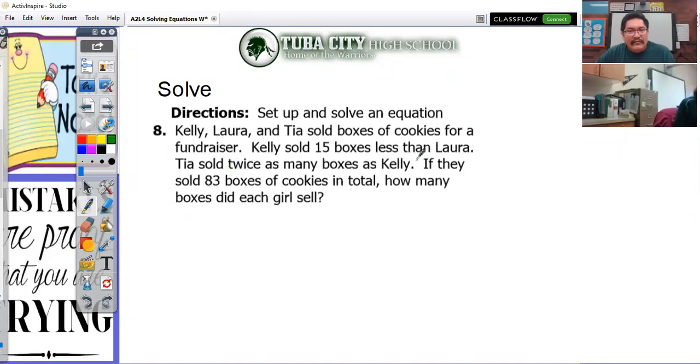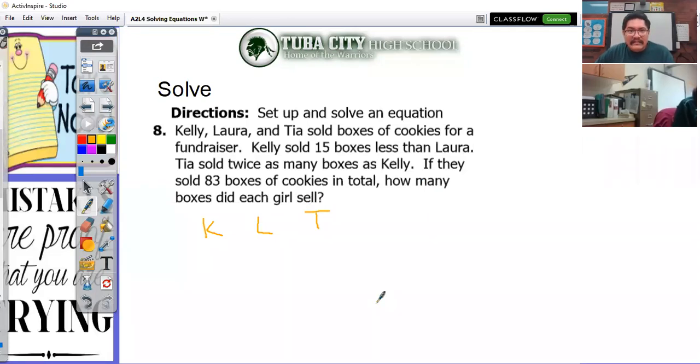And we have one last clue statement. If they sold 83 boxes in total, then how many did each girl sell? So that last one is our question statement. That's what they want to know, because they could ask anything. They could ask how much one specific person sold. But in this case, we want all three people's number of boxes sold. So let's do the same thing. I'm going to go ahead and write out the letter of each name. So K, L, and T.